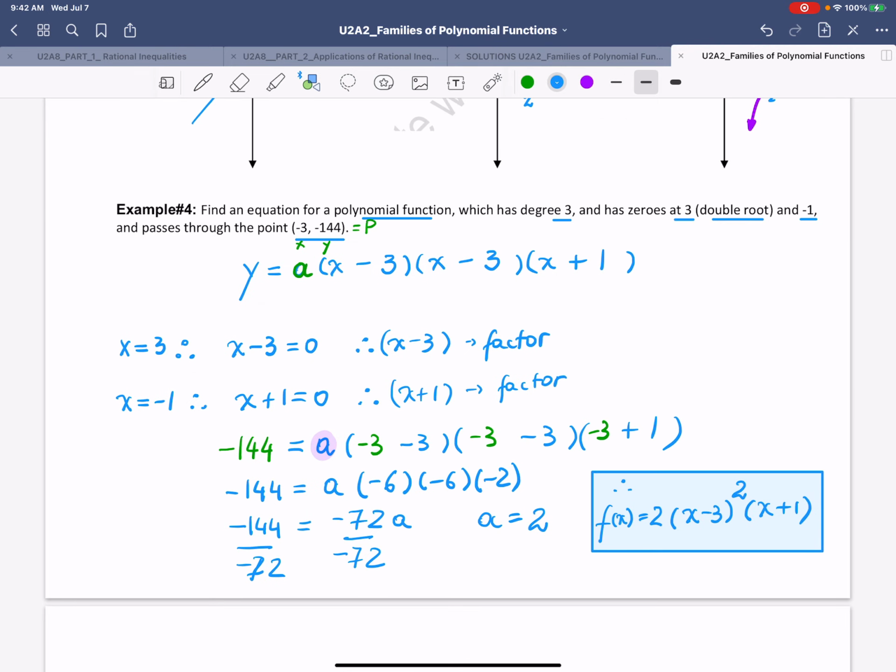So this is the end of lesson U2A2, which is named after the order we are teaching. So families of polynomial functions.